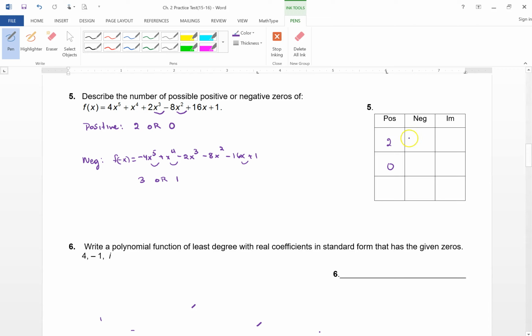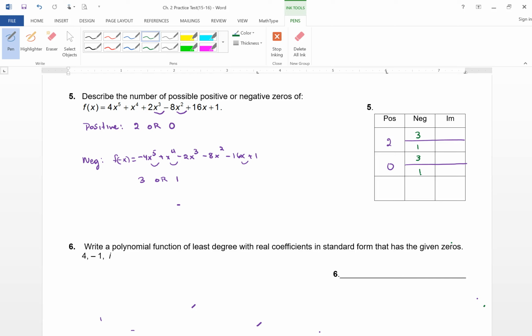All right. So what I'm going to do here is, because I have 2 options for the negative, I will split this up for the 2 and split this up for the 0. Okay? So in each of the cases, I have 3 or 1 and 3 or 1. Okay? Because you could have 2 positive with 3 negative or 2 positive with 1 negative. You need to take all the different choices.